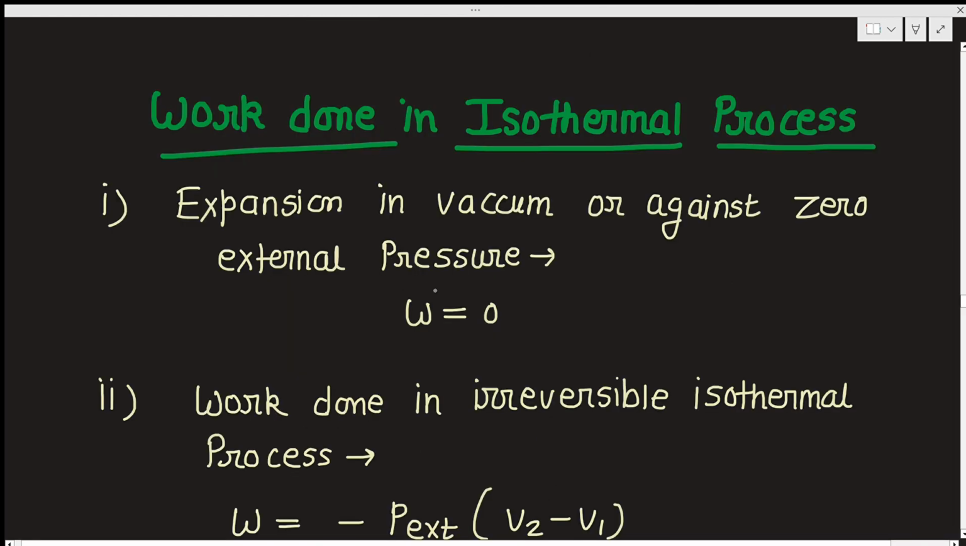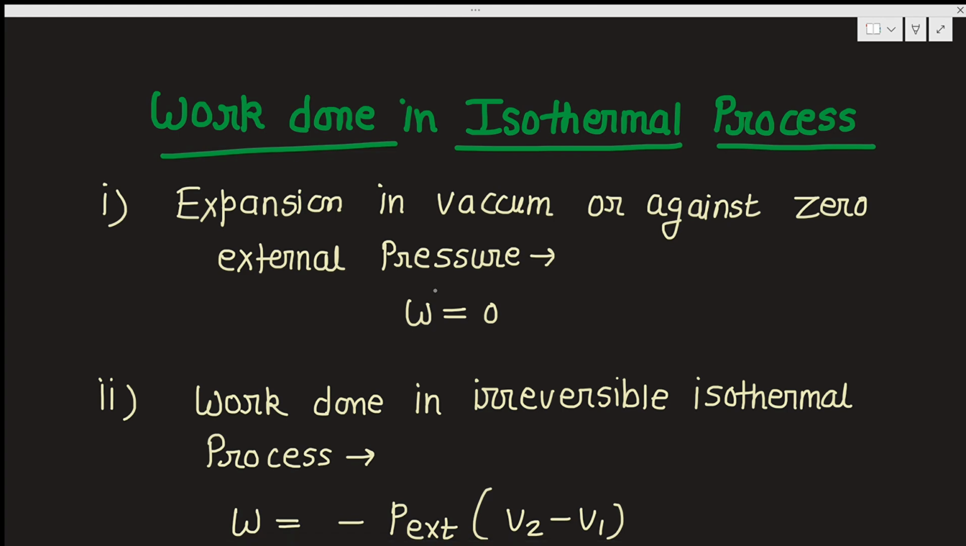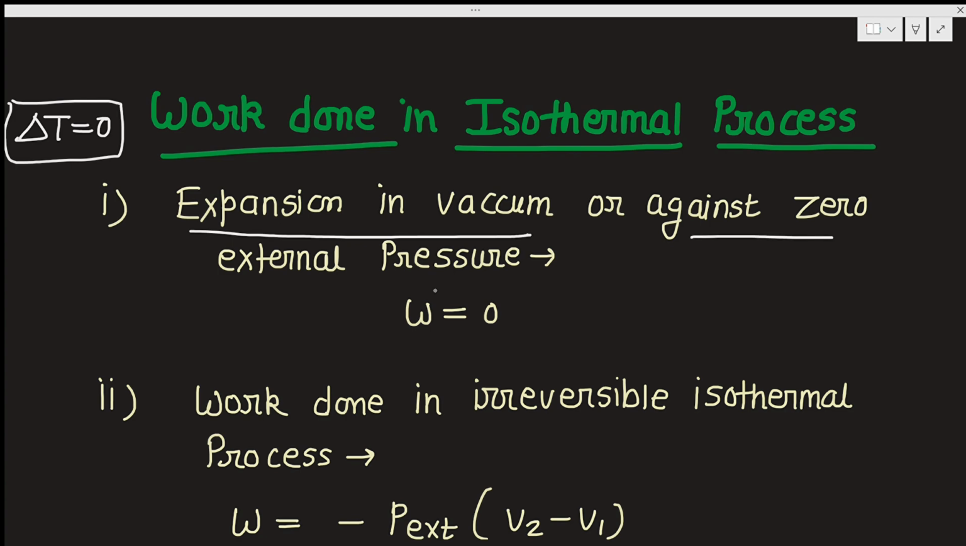Now see work done in the isothermal process. Isothermal means when del T is equal to 0. It means no change in the temperature. This is called an isothermal process. One thing you should note: if you have been given an expansion in vacuum, or against 0 external pressure, then work will be equal to 0. This is a very important thing. You should mark this.